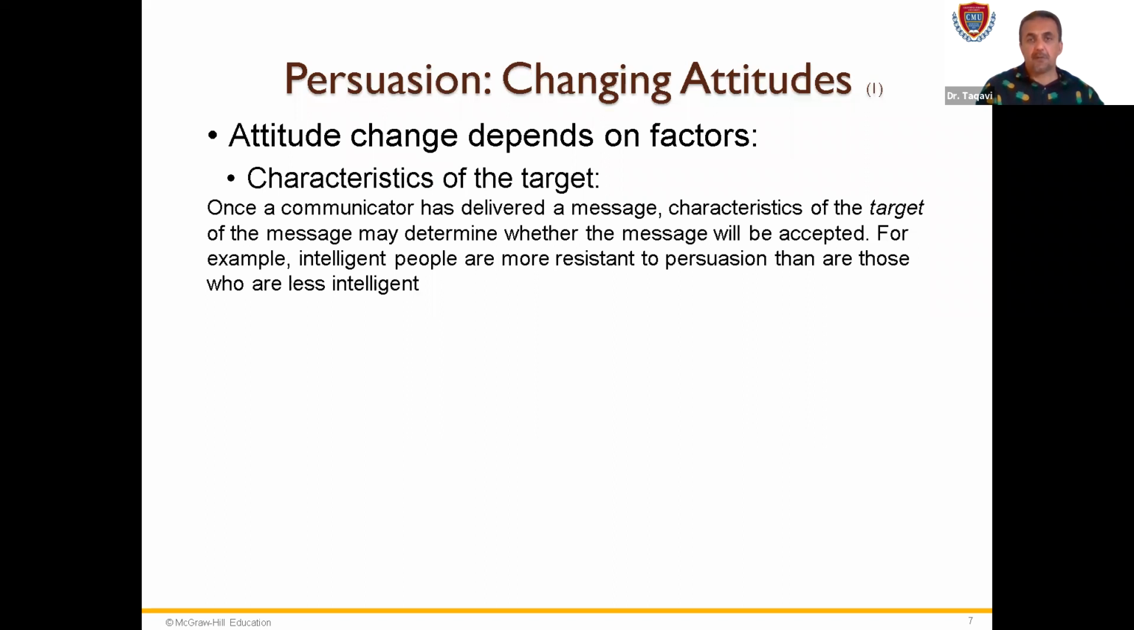Once a communicator has delivered a message, the characteristic of the target of the message may determine whether the message will be accepted or not. For example, intelligent people are more resistant to persuasion than are those who are less intelligent. More intelligent, more resistant to persuasion. Why? Because when you are very intelligent, you have some major features as an intelligent man or intelligent woman, as an intelligent human being. One of them is criticism.